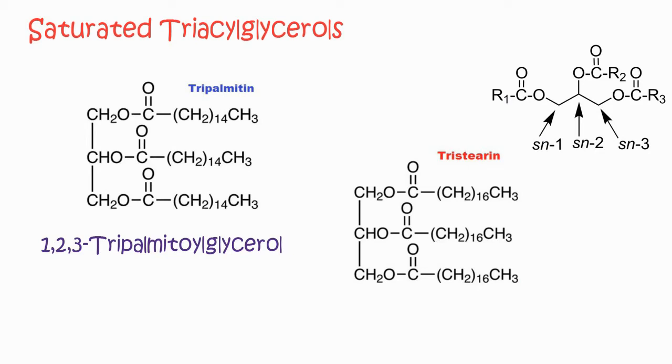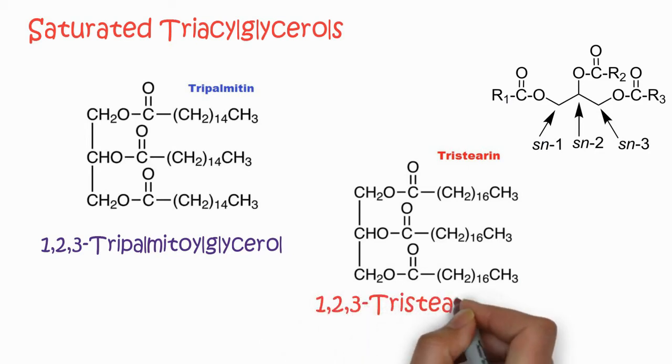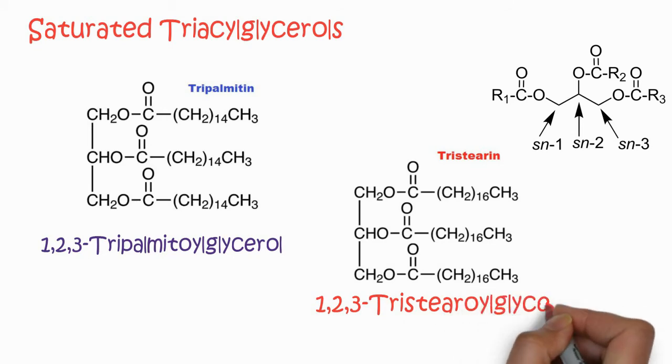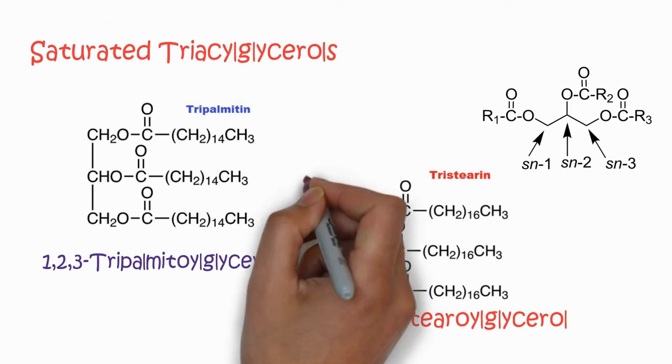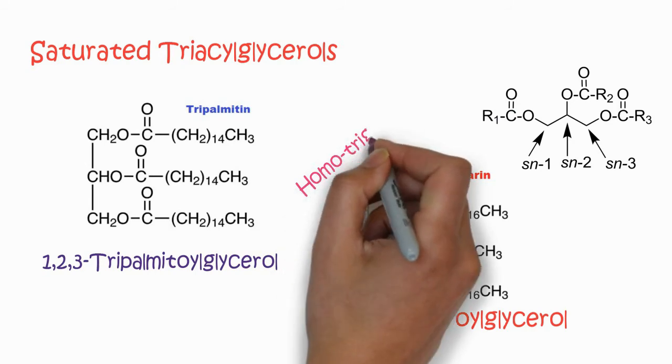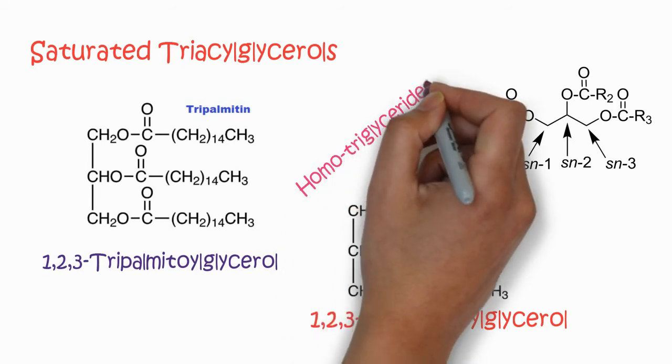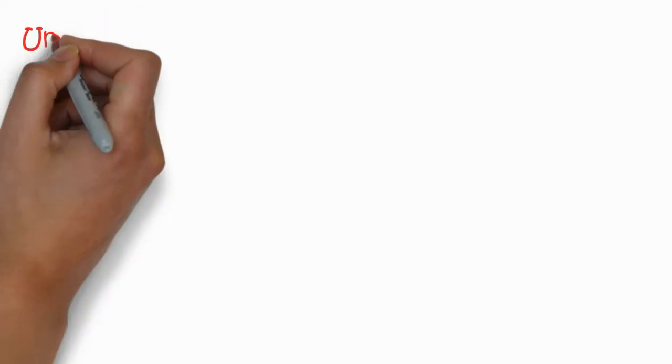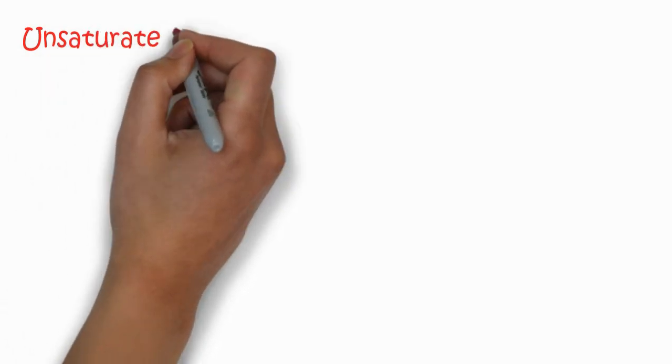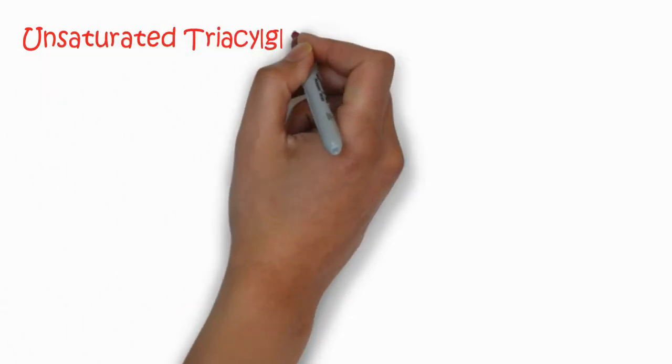tripalmitin, and the IUPAC name is 1,2,3-tripalmitoylglycerol. Another example is tristearin, in which 3 stearic acids are attached to a glycerol. These are examples of homotriglycerides.